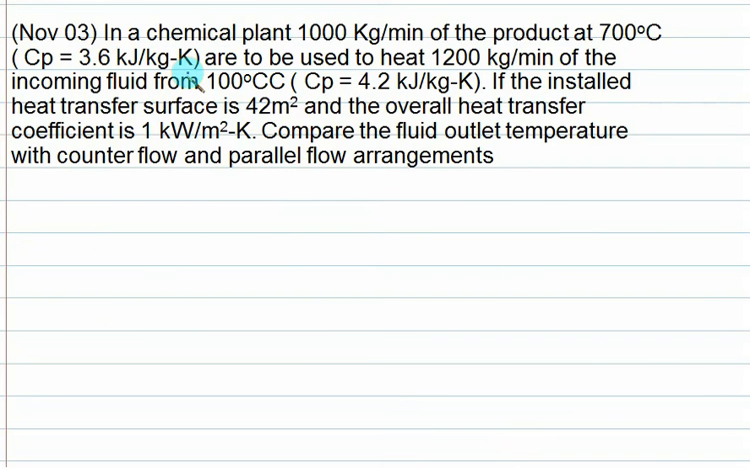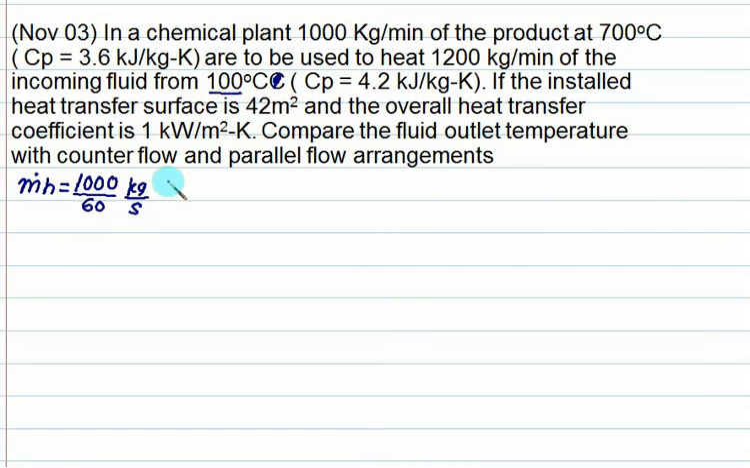In this numerical we have given a chemical plant of 1000 kg per minute of the product at 700 and Cp is 3.6. Now 700 is a higher temperature as compared to what? 100. So is this fluid a hot fluid? So what is the mass flow rate of hot fluid? It is 1000 divided by 60.